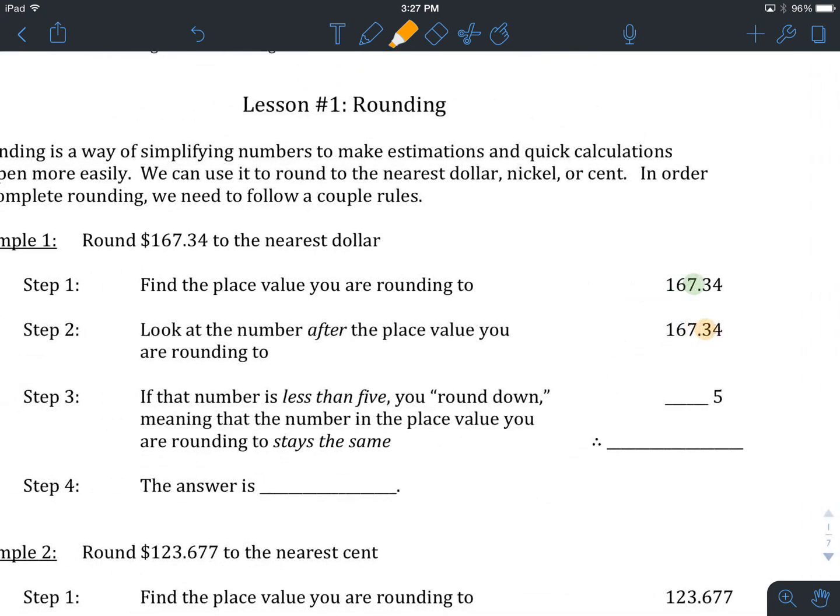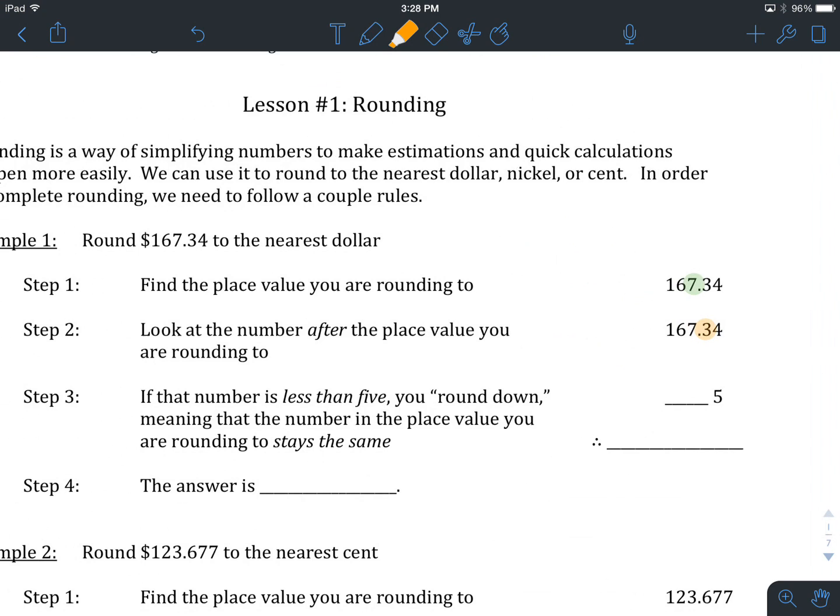Now here's the trick with rounding. When you're rounding to a particular place value, all the digits after that place value are essentially being erased. We're saying they're not very important for our purposes. So in this case, if you find that the number after the place value you're rounding to is less than 5, so 0, 1, 2, 3, or 4, then what you're going to do is round down, which is a little bit misleading because what it really means is the number that you're going to be rounding stays the same.